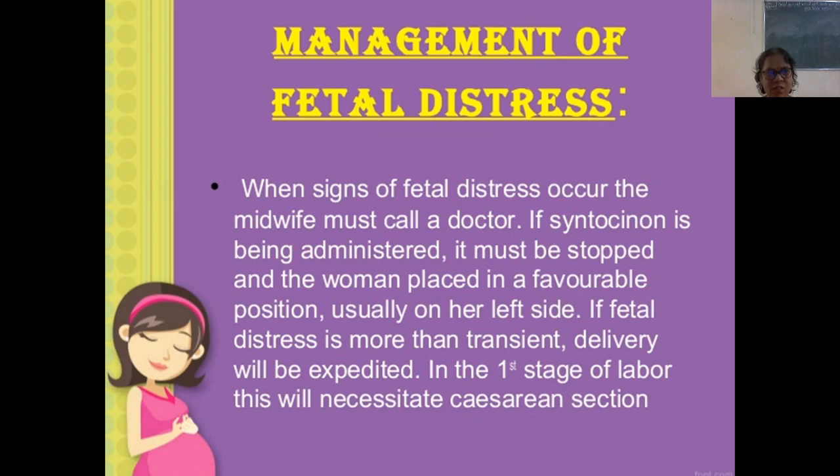If fetal distress is more than transient, delivery will be expedited. In the first stage of labor, this will necessitate cesarean section. This is one of the indications the mother should go in immediately to cesarean section.